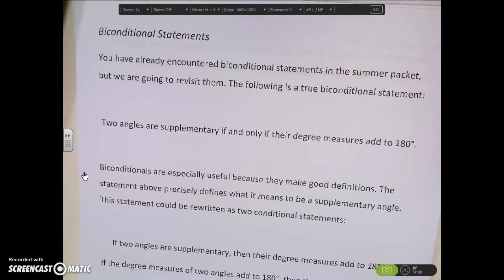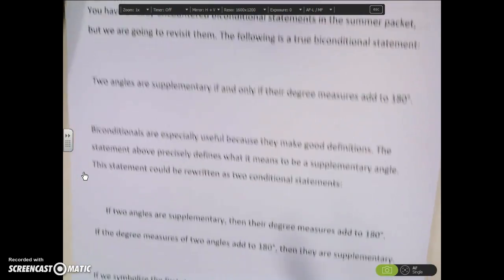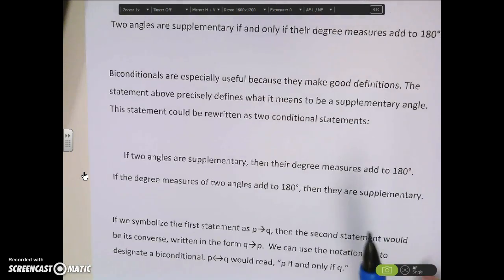Biconditional statements are especially useful because they make good definitions. The statement above precisely defines what it means to be a supplementary angle. This statement could be rewritten as two conditional statements. If two angles are supplementary, then their degree measures add to 180 degrees. And if the degree measures of two angles add to 180 degrees, then they are supplementary. It's okay to make grammatical changes to make the statement work.